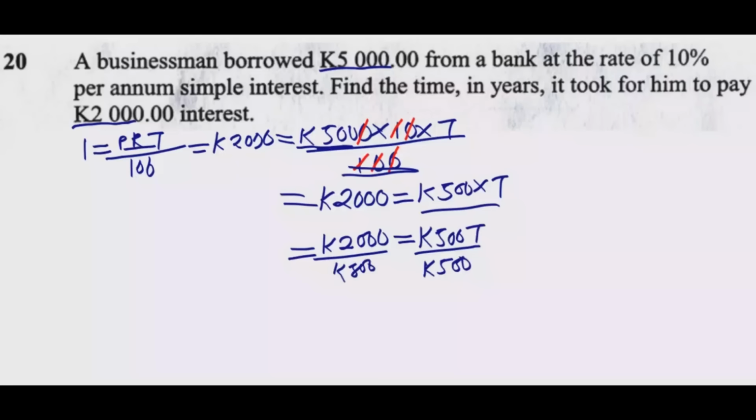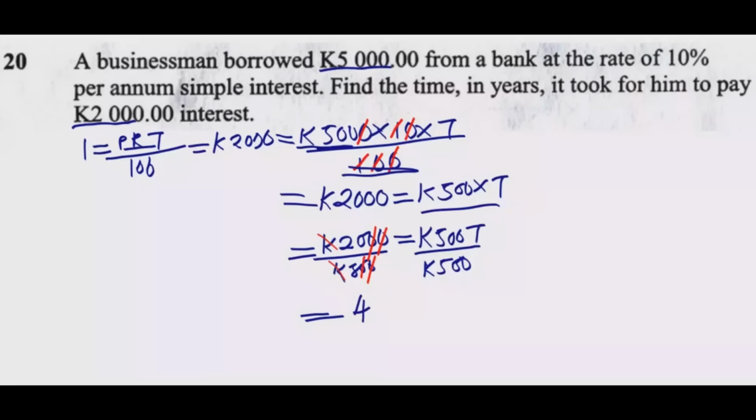Okay, then we say equal to. The K here and K here will cancel each other out, leaving us with 500 and 2000 on top. So this 0 will cancel with this 0. This 0 down and this 0 on top will be cancelled, leaving us with 20. So 5 into 20 goes 4 times.